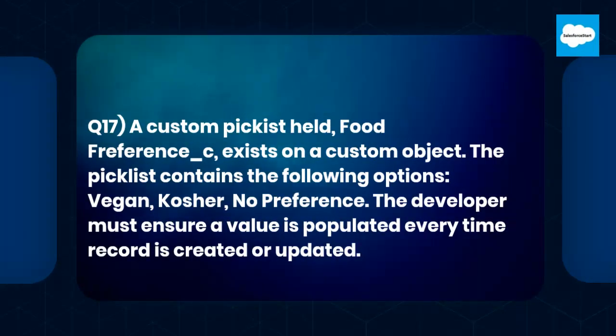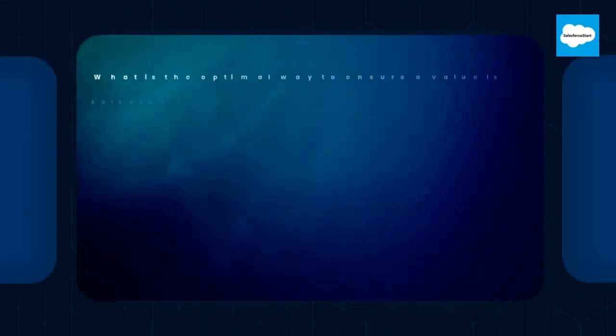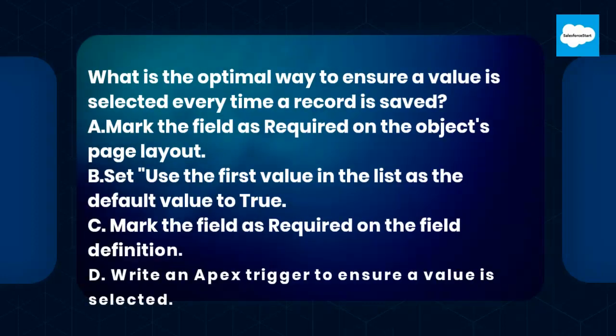Q17. A custom picklist field, Food_Preference__c, exists on a custom object. The picklist contains the following options: vegan, kosher, no preference. The developer must ensure a value is populated every time a record is created or updated. What is the optimal way to ensure a value is selected every time a record is saved?